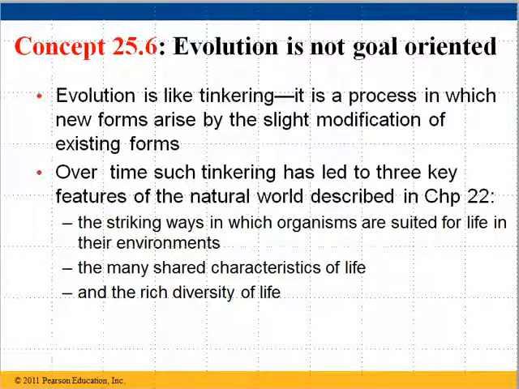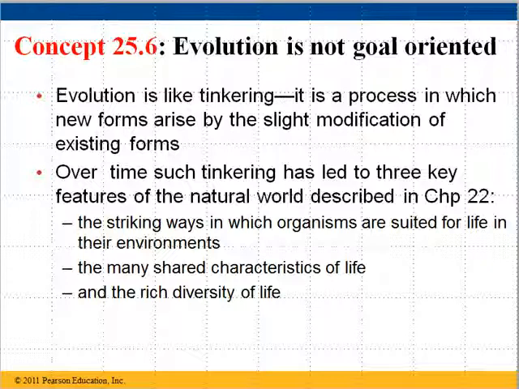Let's wrap up chapter 25 with concept 25.6. It says evolution is not goal-oriented. So we want to talk a little bit about how evolution works. And I know we've talked about this prior, but some people have the misconception that there is a purpose or there is an end goal in mind, that nature is somehow working toward creating a perfect example of a certain species or creating better, stronger, smarter.